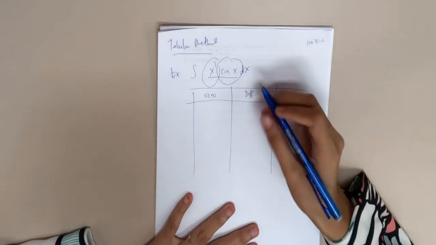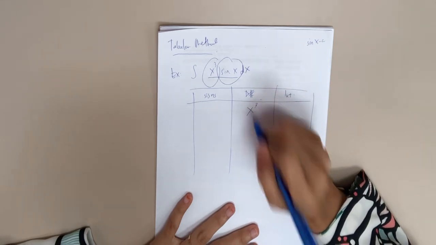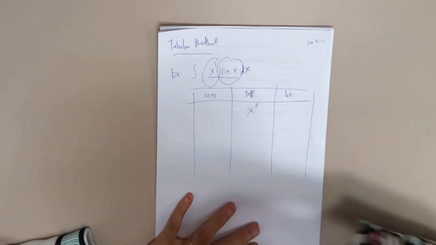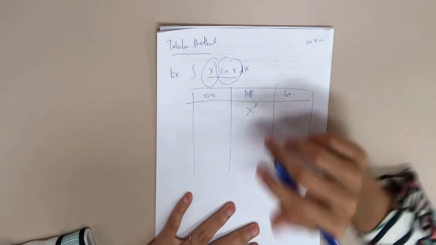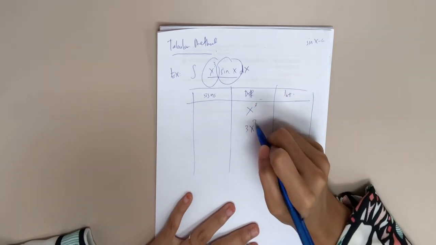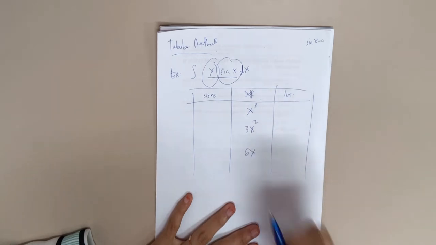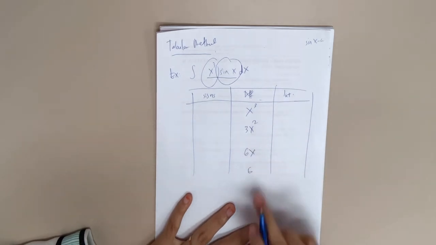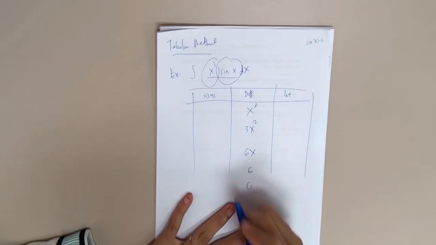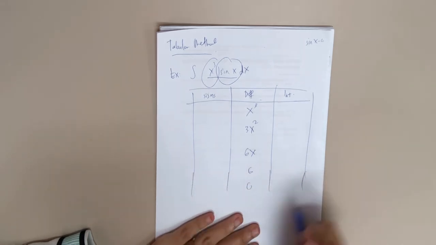Okay, so automatically x cube lah. Why do I say x cube? Differentiate x cube, what do we have? 3x squared. Differentiate 3x squared, what do we have? 6x. Differentiate 6x, what do we have? 6. Differentiate 6, what do we have? 0. Okay, so you end with 0 now.